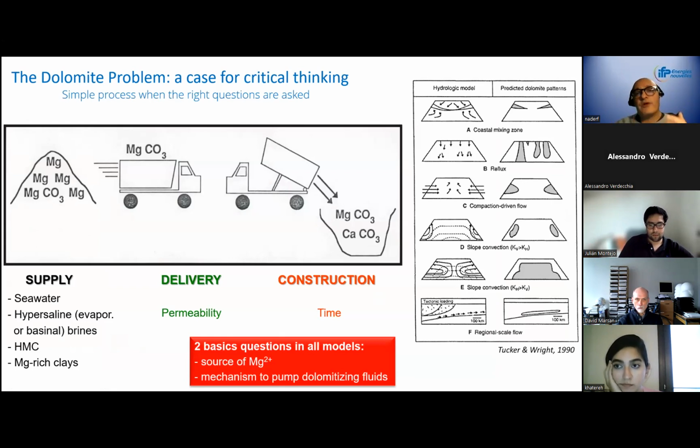And so if you look at the concept itself, you will see that the situation is not so complex. If you have a lot of magnesium, you dump the magnesium with calcium, and you will get dolomite. So what do you need? You need a supply of magnesium from seawater, from hypersaline fluids, from high magnesium calcite; you need permeability, faults, fractures, and you need time. If you combine the hydrology and the models, then you can understand how the dolomite forms.